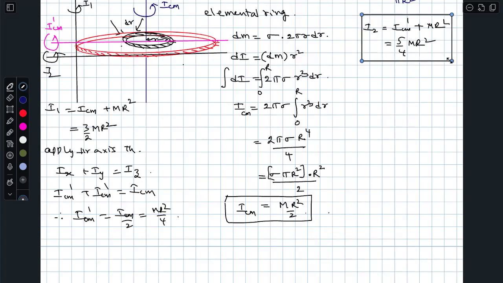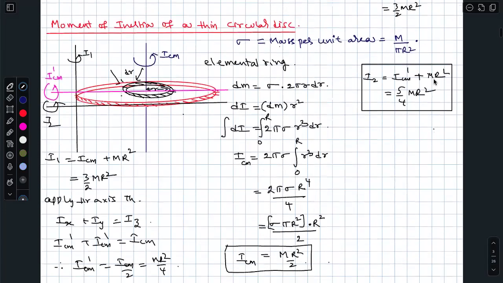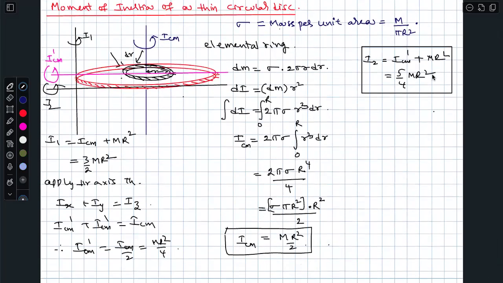Now please tell me, do you have any doubt in this? Moment of inertia of a thin circular disk. Boys, any doubt? Right. Confirmation. Good. This is all about the moment of inertia of a circular disk. At different structures we will do it, undoubtedly.